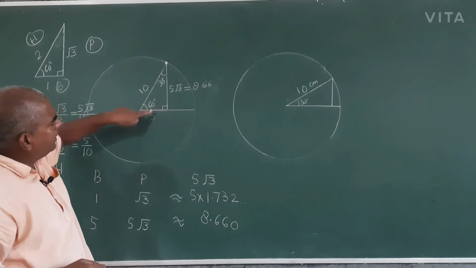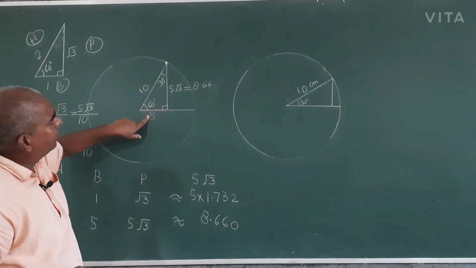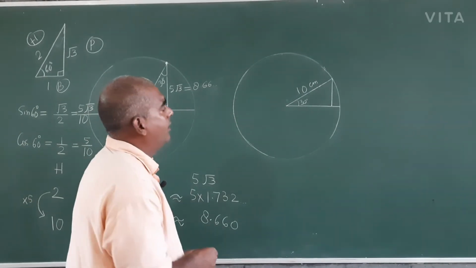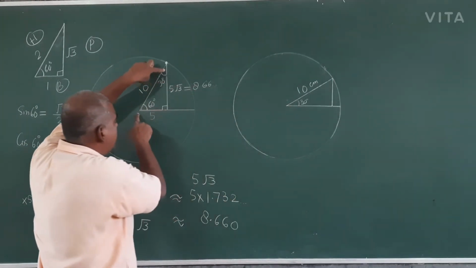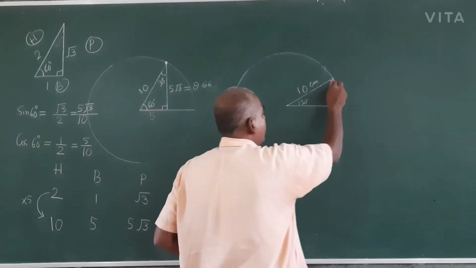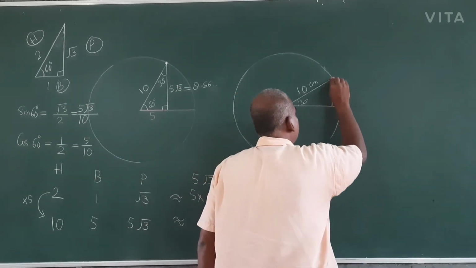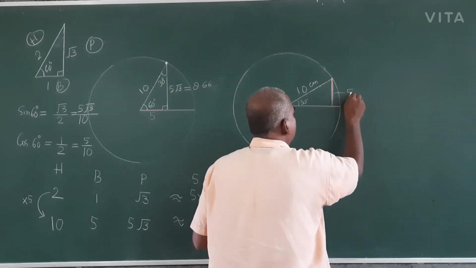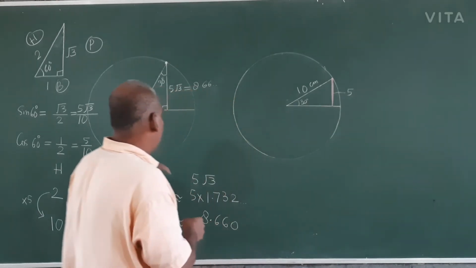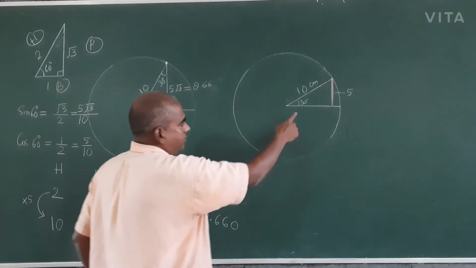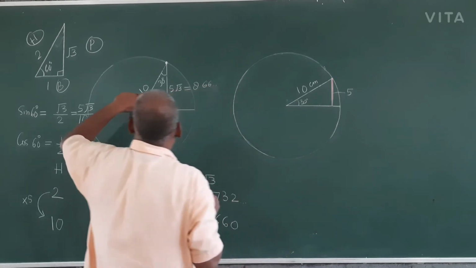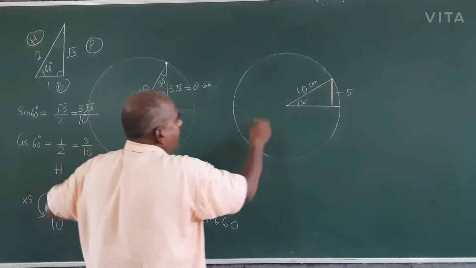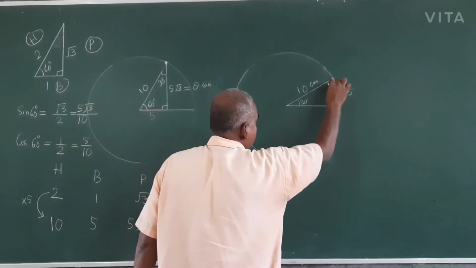so in front of 30 was 5, in front of 60, 5 root 3. You will get the same figure here. In front of 30 it is 5 here, na? The same 5 has come here now. This 5, this is 30, this is 5. This 5 has come at this place, and just opposite to the 60, 5 root 3. It is now 5 root 3, because now it is 60 degree.